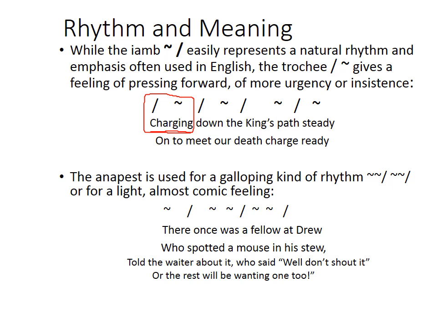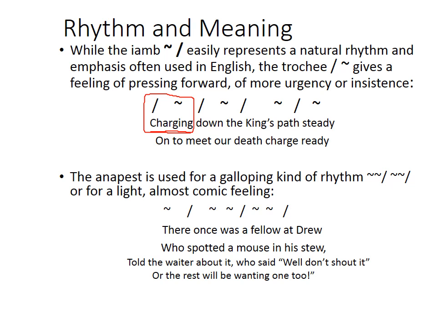In this example, the anapest is used for galloping, as I mentioned. It's a galloping kind of rhythm, but in this case, let's look at the context. There once was a fellow at Drew who spotted a mouse in his stew, told the waiter about it, who said, "Well, don't shout it, or the rest will be wanting one too." In this case, it's comic, and so the galloping rhythm adds to the comic nature of the poem.